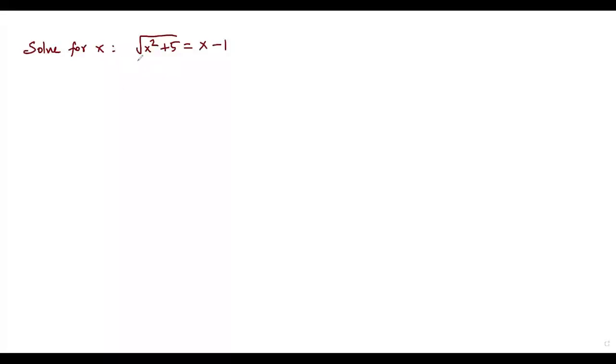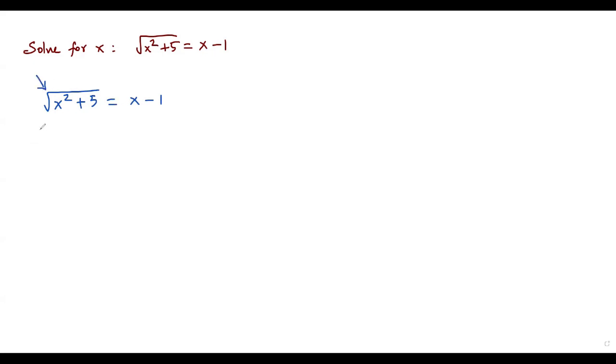Here we have a radical equation, and in this radical equation we have to solve for x. Okay, let me write the given radical equation as it is. That is square root of x² + 5 equals x - 1. In the first step, I'm going to get rid of the square root we have on the left side.